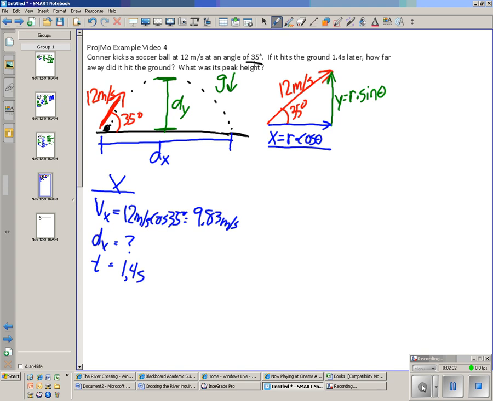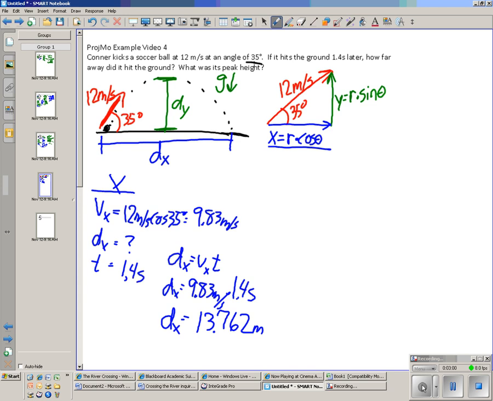Simple enough, I'm just going to be using displacement on the x equals velocity on the x times time. I can just plug in my values. Displacement on the x equals 9.83 meters per second times the time, which was 1.4 seconds. Displacement on the x, tapping into my calculator, is going to be 13.762 meters. With reasonable significant digits, that would be 14 meters.